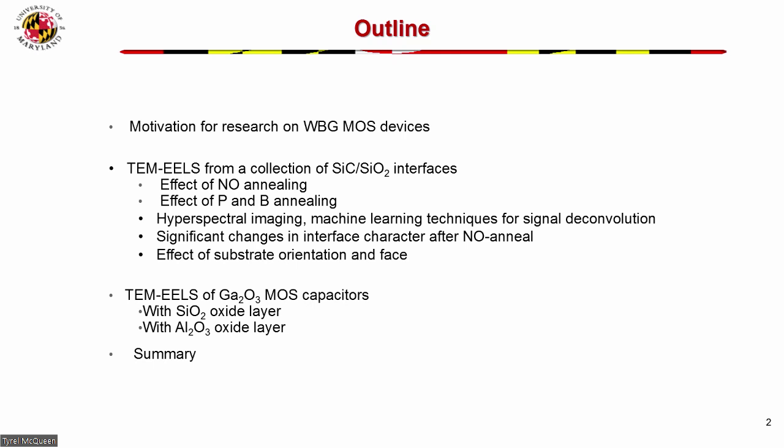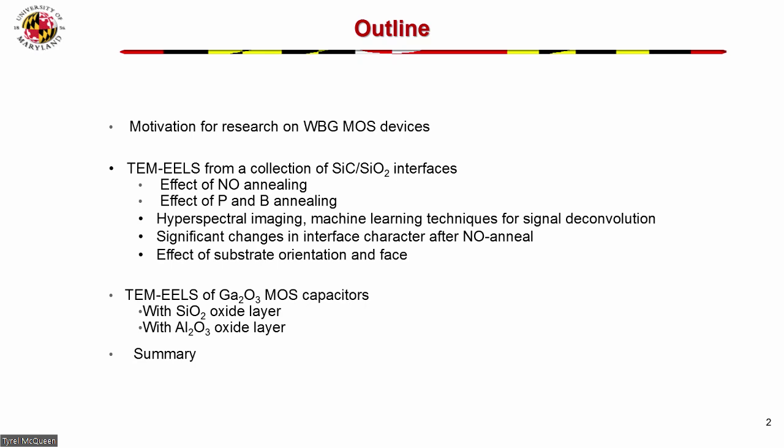And we're basically looking at the interfaces between the oxide and the silicon carbide and how they behave upon annealing, especially nitric oxide annealing, or also phosphorus and boron annealing, and how that improves especially the charge carrier mobility. And we see the effect on the interfaces. So we'll do hyperspectral imaging, which is a form of machine learning for signal deconvolution, to characterize the structures and to see how the composition of the materials is changing around the interface.